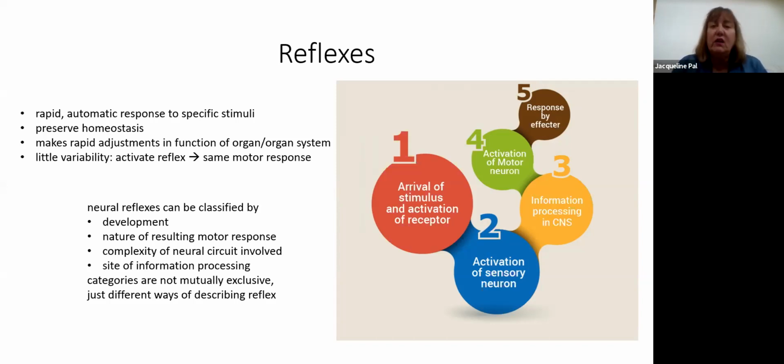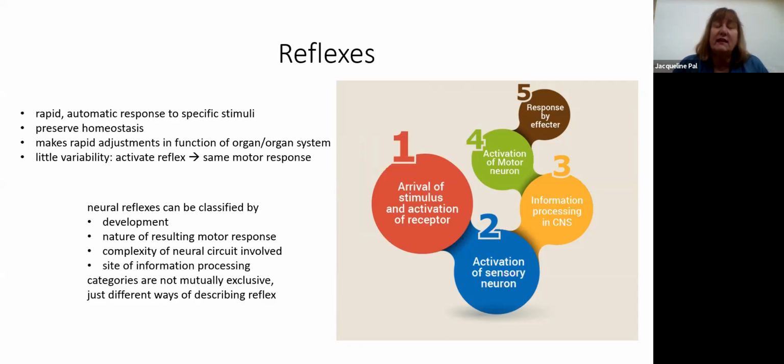Now, there's very little variability. We know that if this certain receptor is stimulated, it's going to cause this reflex, and we're going to have this effector response. And if we come back 2 minutes from now and do that, we're going to have the exact same response. If we come back tomorrow and do it, we're going to have the exact same kind of response. We come back next week and do it, it's going to be the exact same kind of response. So it's very predictable with little variability.